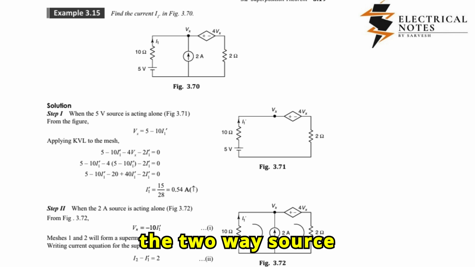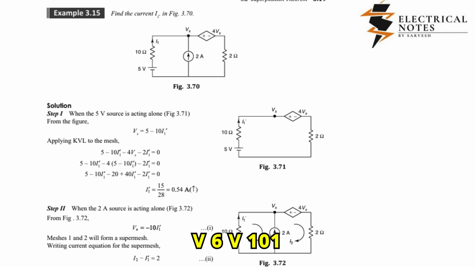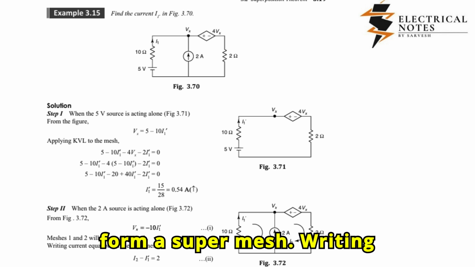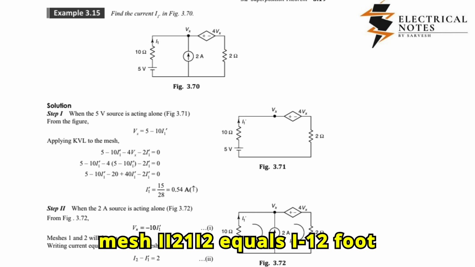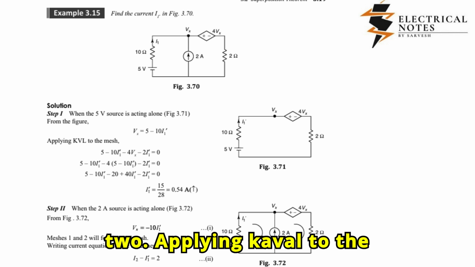Step 2: when the 2A source is acting alone, Figure 3.72. From Figure 3.72, Vx equals 10I1. Meshes 1 and 2 will form a supermesh. Writing the current equation for the supermesh: I2 minus I1 equals 2. Applying KVL to the outer path of the supermesh.